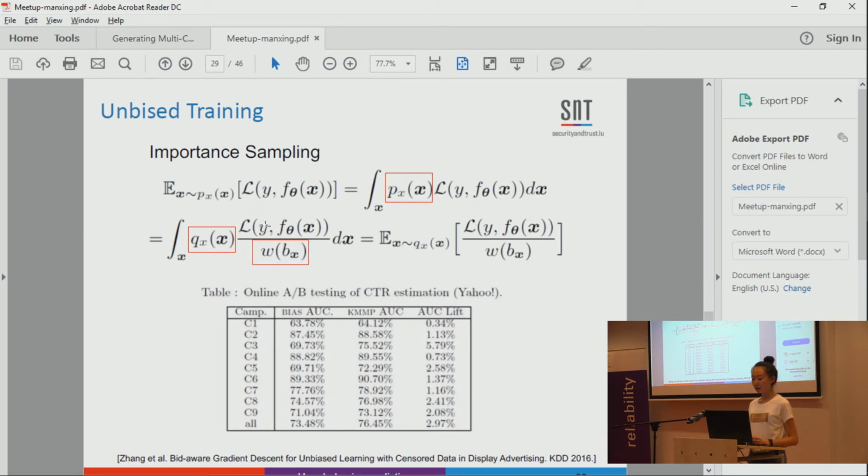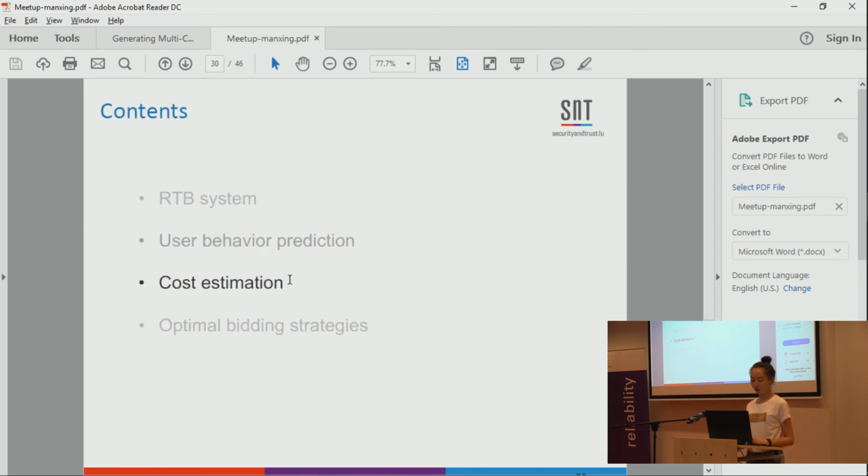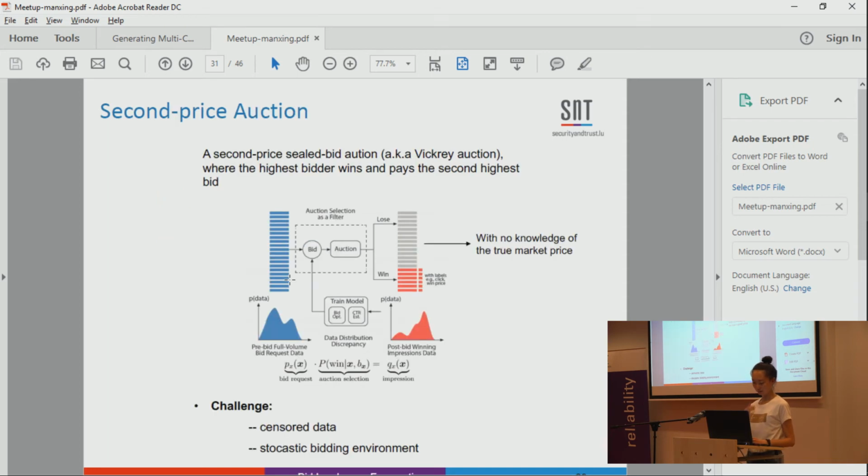And now the question is how to calculate this winning probability. So that's the next model I want to talk about, which is cost estimation. And in RTB, we have this online auction, which is called a second price auction. So here, the bidder with the highest bid will win this auction, but he always pays the second highest bid. And the problem here is that only the winner knows the true winning price. So if I lose this auction, then I have no idea how much more I need to bid in order to win.